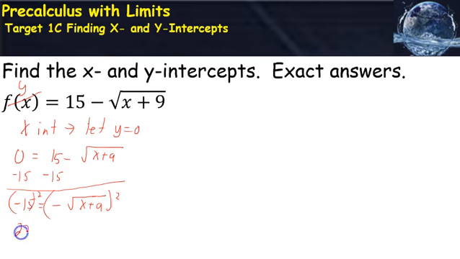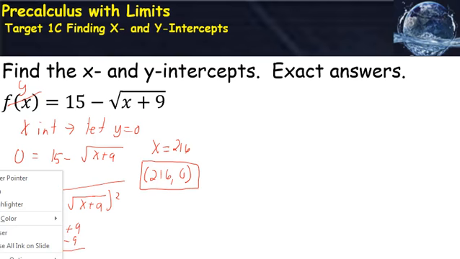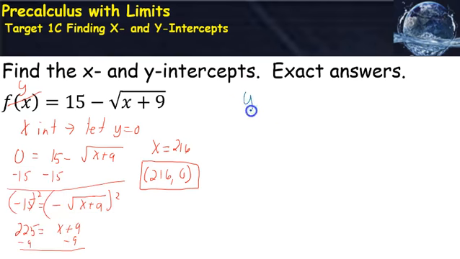But negative 15 squared is 225, and negative the square root of x plus 9 squared is just x plus 9. So then I'm going to subtract 9 from both sides, and I get x equals 225 minus 9, which is 216. So my x-intercept is 216, and then remember we had to let y equal 0, so my y value is 0. So this is my x-intercept. Now to find my y-intercept, I'm going to let x equal 0 and solve for y.